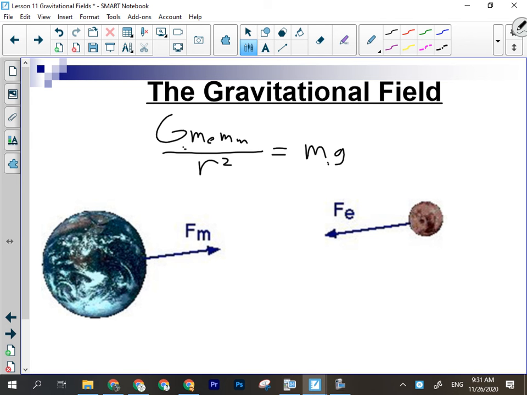So I'm going to use this equality to figure out what little g actually is. How easy is that going to be to solve? Super easy. What do I do with m? Bring it over to the other side. Now, which m is this?